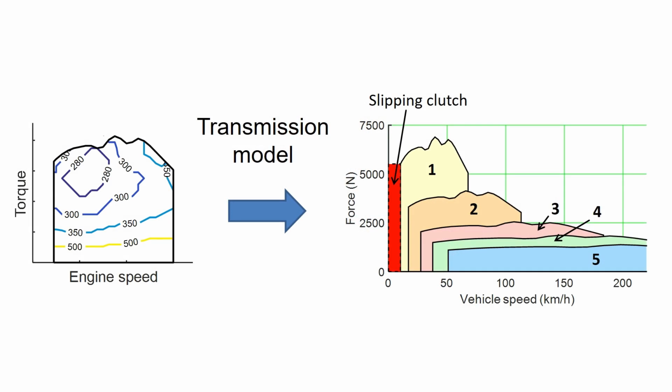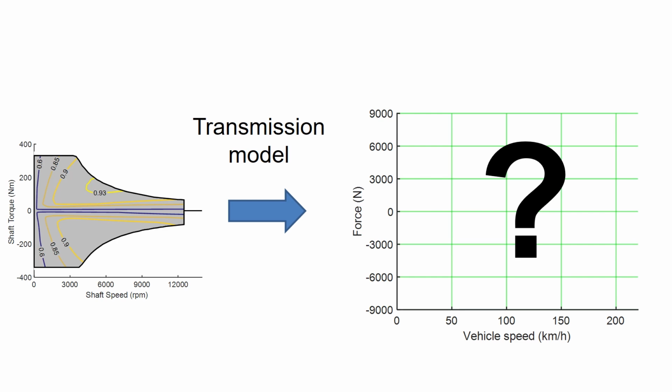When analyzing the combustion engine powertrain, we use the engine's operating region in torque and shaft speed, and the transmission model to determine the operating range of a combustion engine powertrain. Now we will do the same for an electric powertrain. Then we start from the operating region of an electric machine in torque and shaft speed to determine the operating region for the whole powertrain.